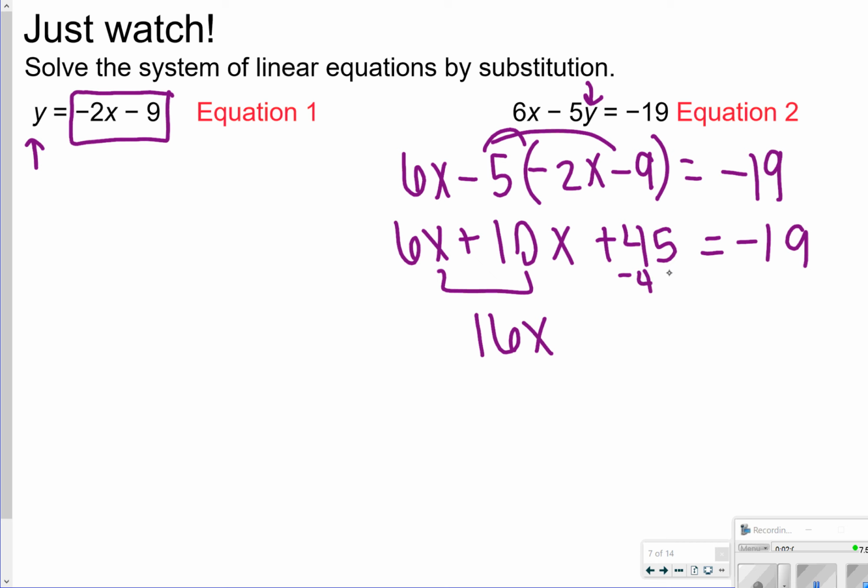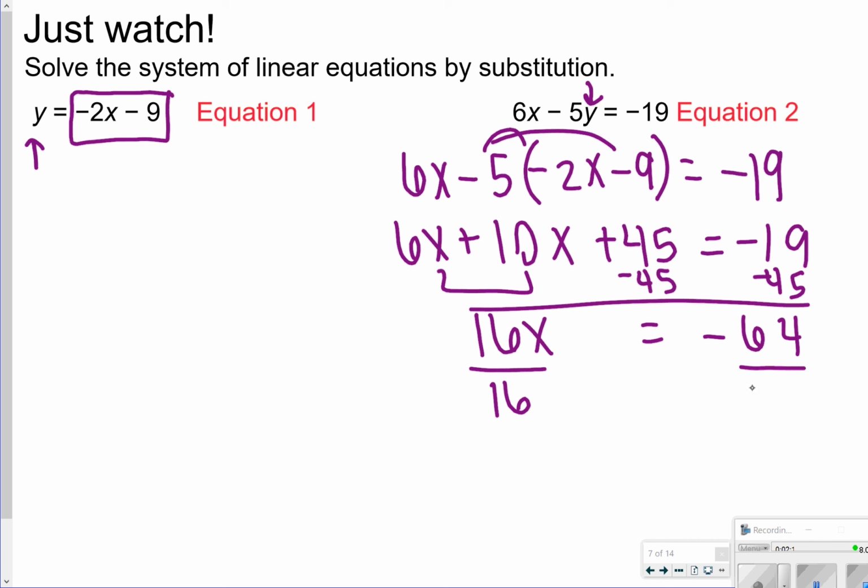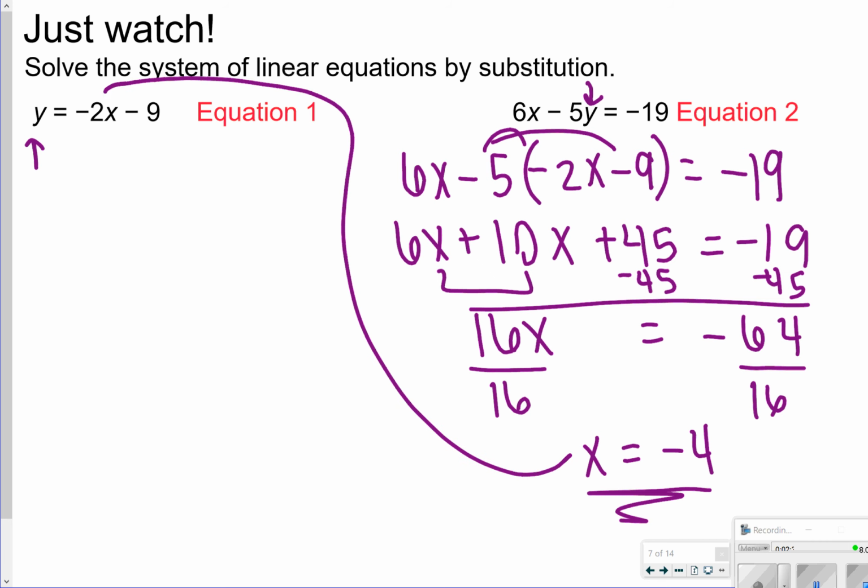Now I'm going to subtract 45 from both sides. These are both negative, so I'm going to technically add those together, so I'm going to get negative 64. And then I'm ready to divide both sides by 16 to get x all by itself, so x is equal to negative 4. Okay? What I can do now, now that I know x is equal to negative 4, is take that where y is already solved for and plug in x right here where that x is originally.